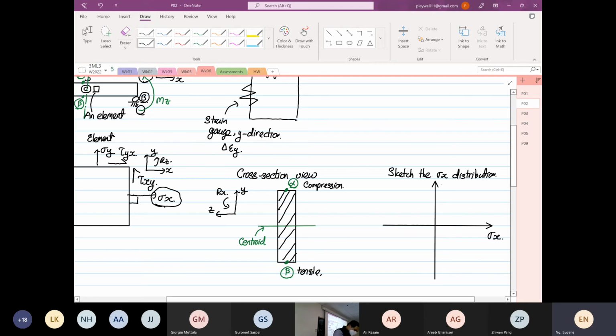This is where we have our Y. Y is the distance from the centroid. So at the center is 0. On the right side, where it's positive, this is what we call tensile. On the left-hand side, towards the left, we have negative normal stress. We call it compression.